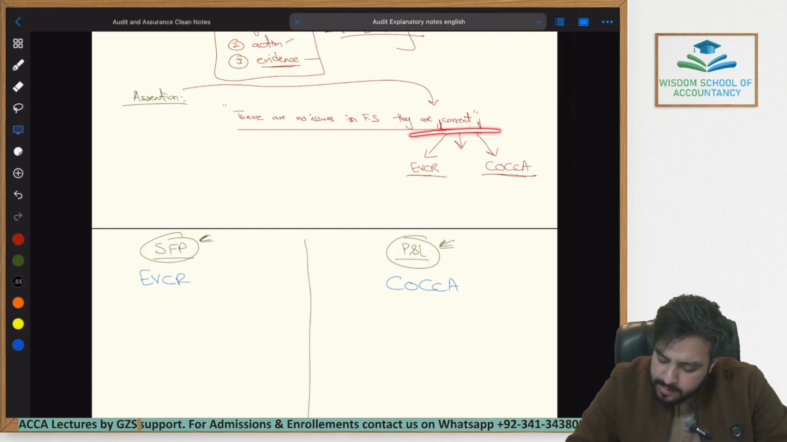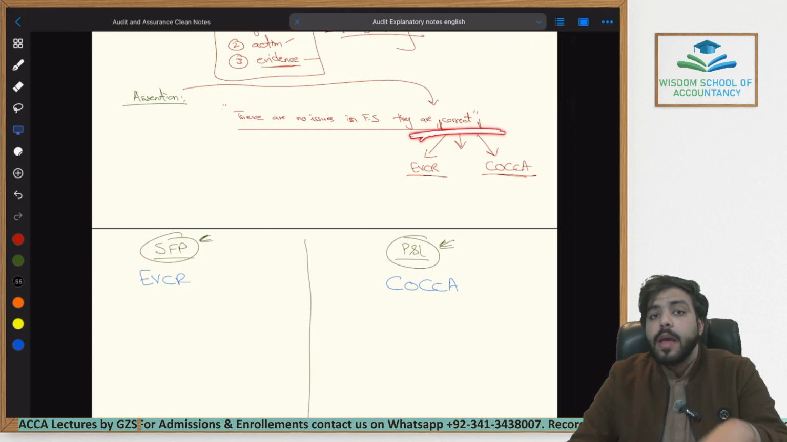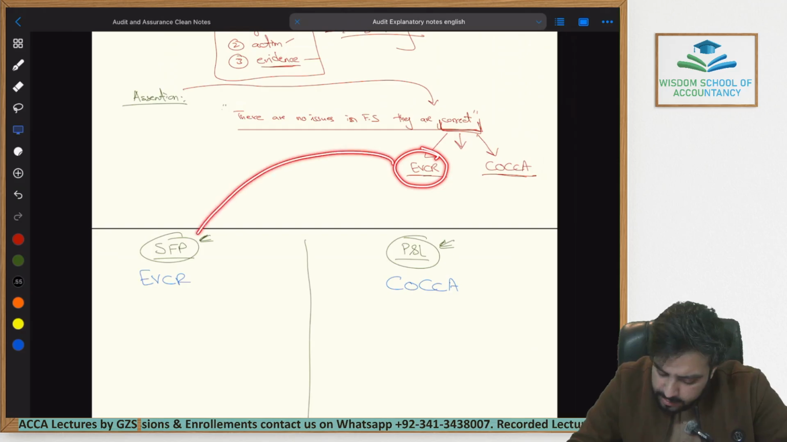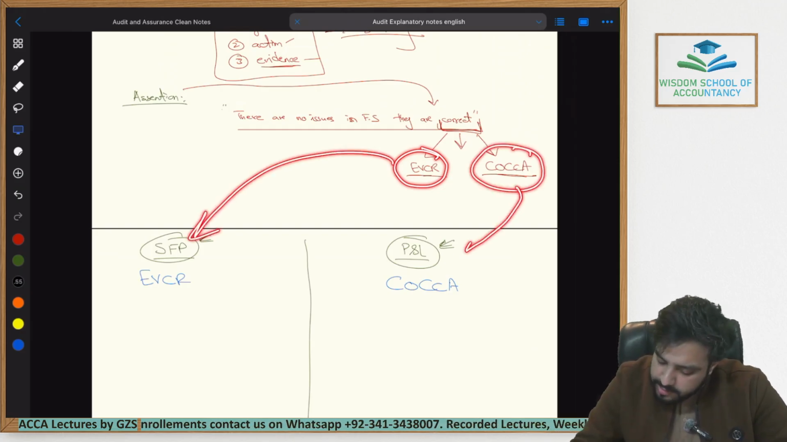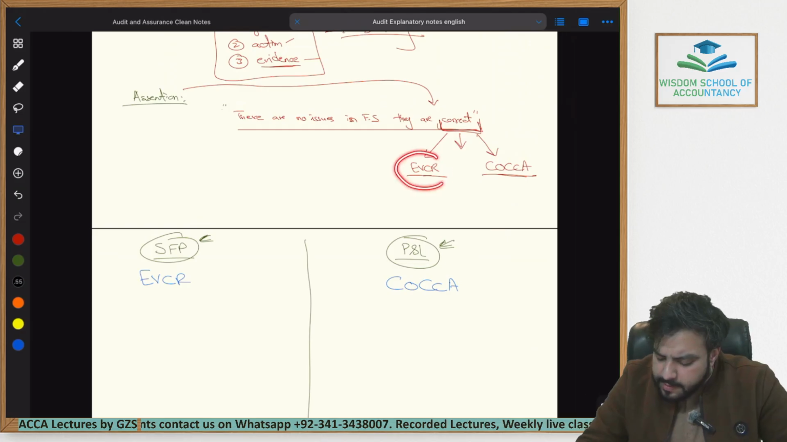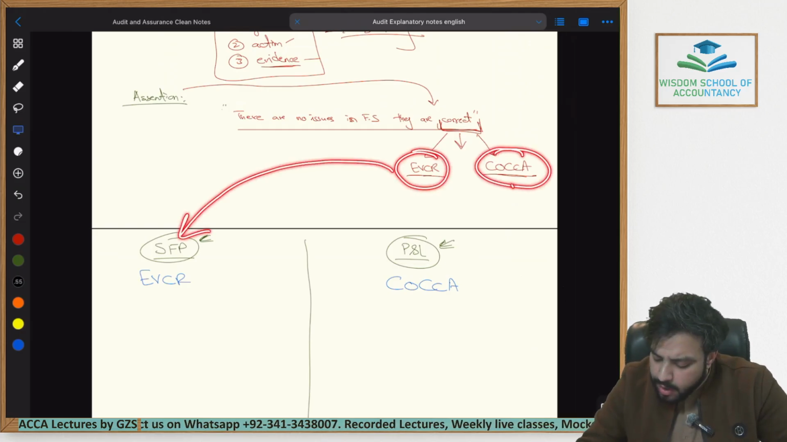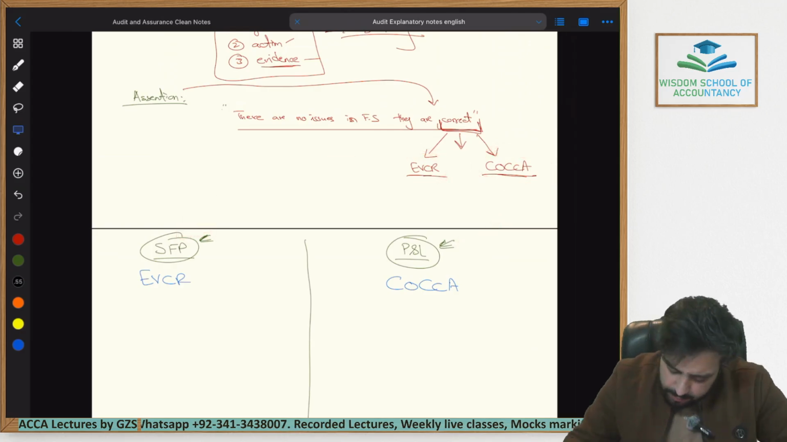Whenever management says that the financial statements are correct, there will be no issue in them. Obviously, the management will say that. Basically, they mean that there is no EVCR issue within the statement of financial position and there is no COCA issue within the statement of profit and loss. Always remember that EVCR is only for financial position. COCA is only for profit and loss. Remember this. Now let's move forward.